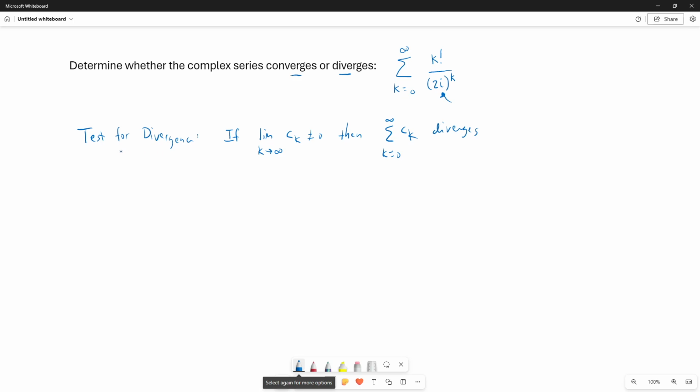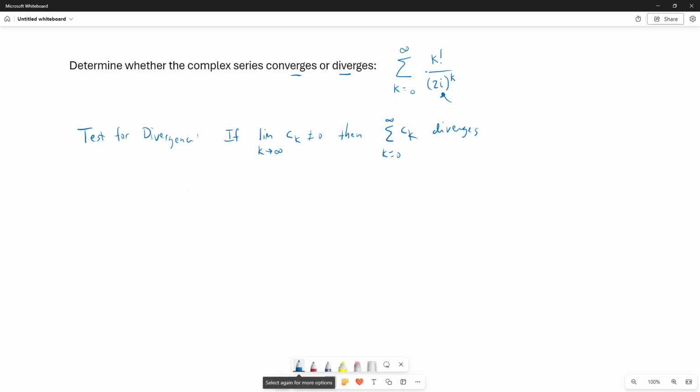The variable k is the index of the summation that is a real integer. We're going to use the test for divergence, which has two formulations. One of them is that if the limit of c_k is not 0 as k goes to infinity, then the summation of c_k diverges.